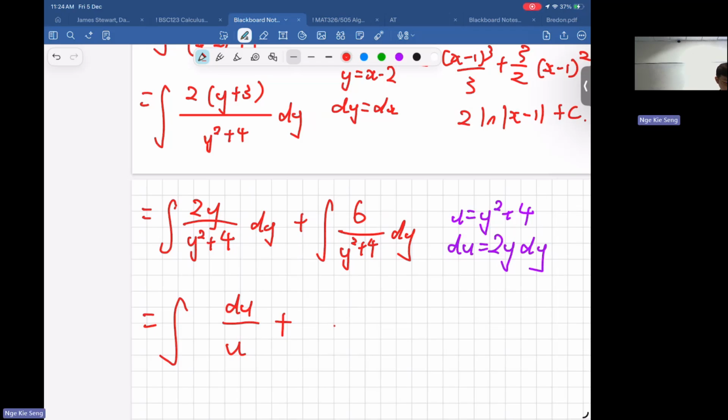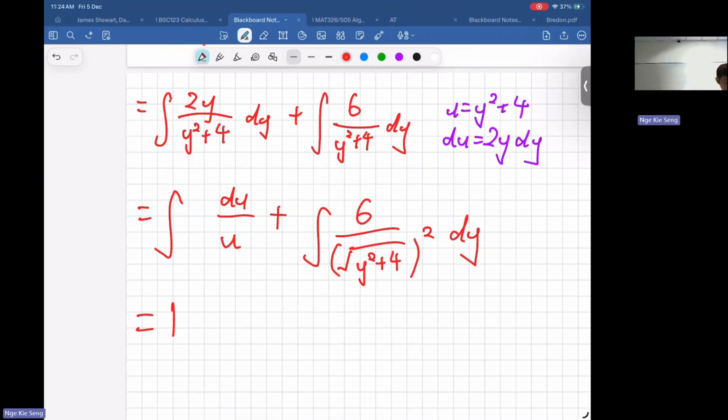Can we do by parts? Is by parts scary or not? Kind of scary, because there's a y squared plus 4 down there. I don't want to integrate that. Do you want to differentiate that? Kind of scary. Okay, how about we try the trigo just now? So maybe we can view it as this.